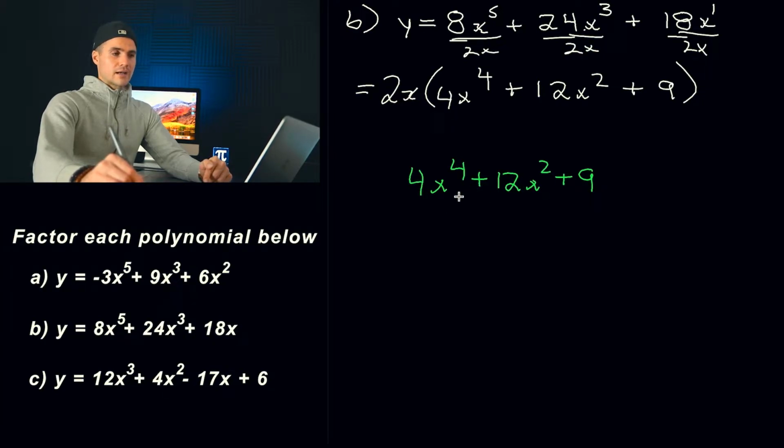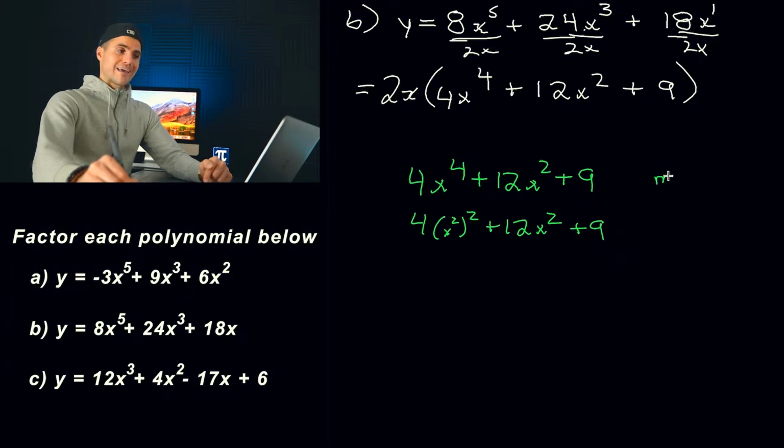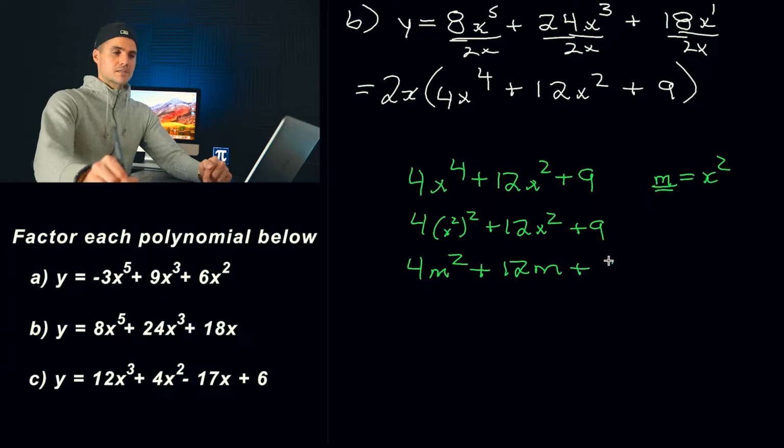And what you have to recognize here is that you've got an x to the 4 and an x squared. So we could rewrite this x to the 4 as x squared squared, and then this is 12x squared plus 9. And then we could introduce a new variable, and we could let m equal x squared. So this would be what? 4 in this bracket, x squared. I'm going to put this m instead, so we'd have 4m squared plus 12m plus 9.